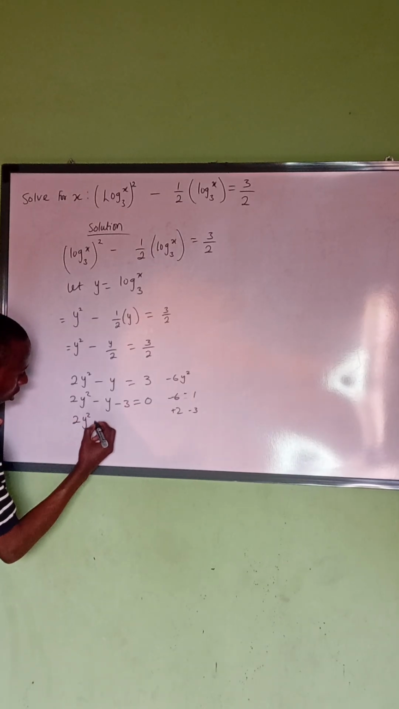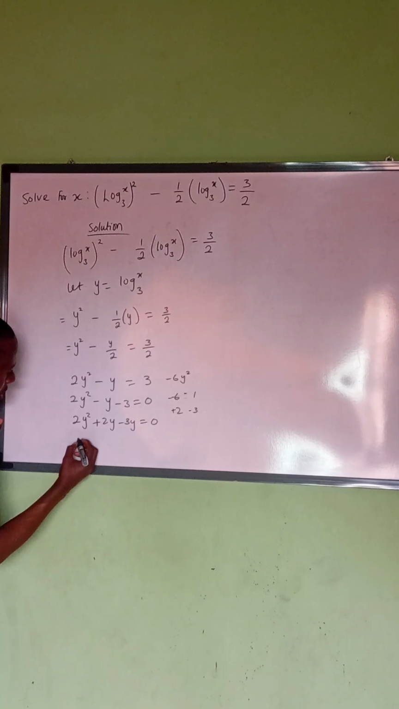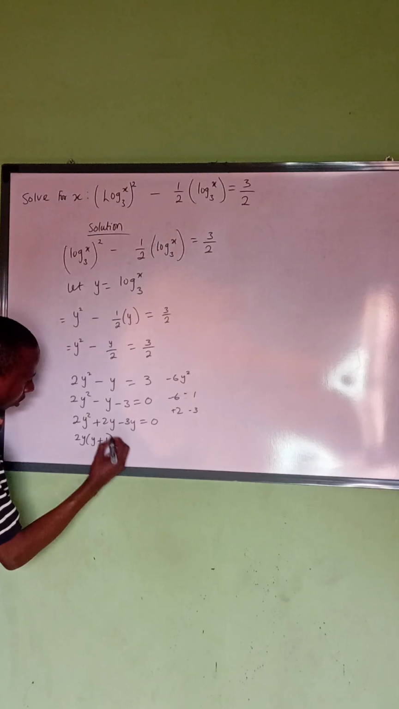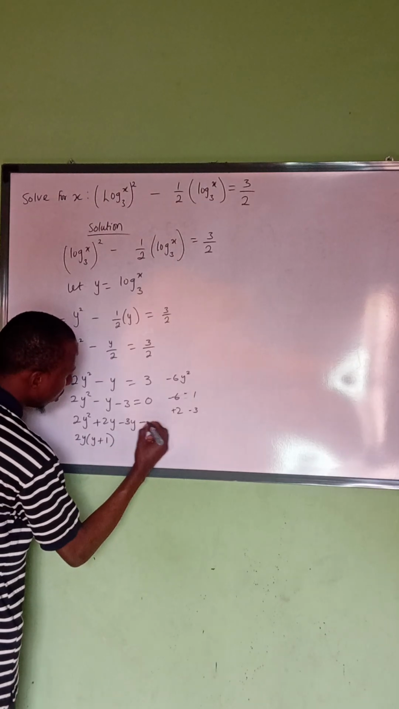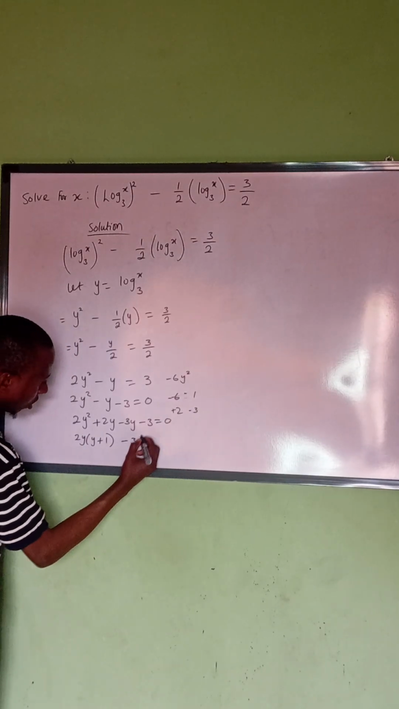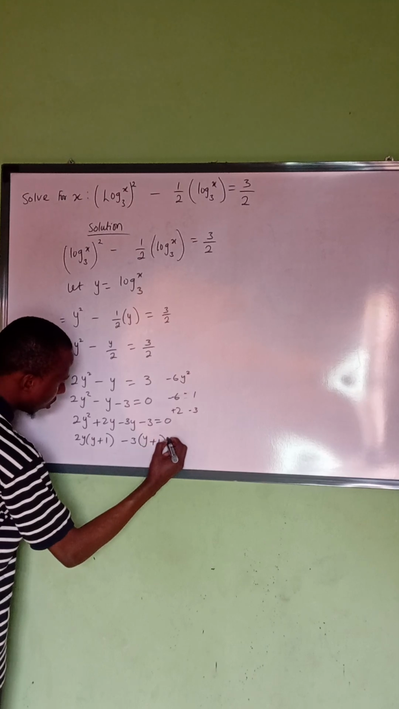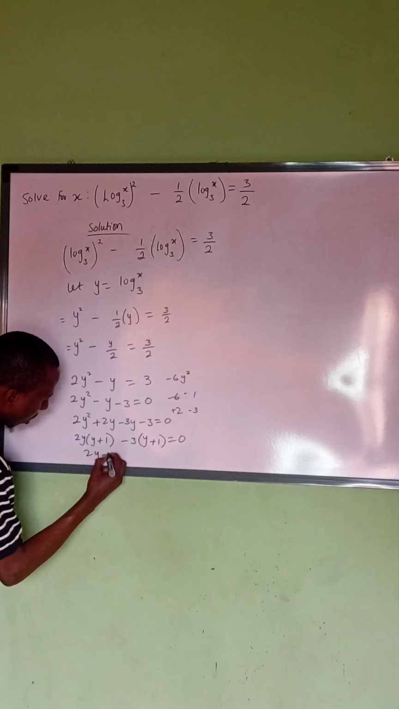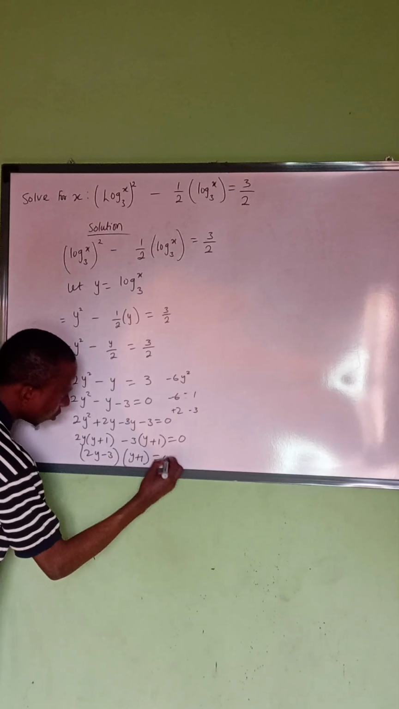So 2y squared plus 2y minus 3y minus 3 equals 0. So we have this as 2y into y plus 1, minus 3 into y plus 1 equals 0. So this one and this one, they look alike. So this will now be 2y minus 3, and this will be y plus 1 equals 0.